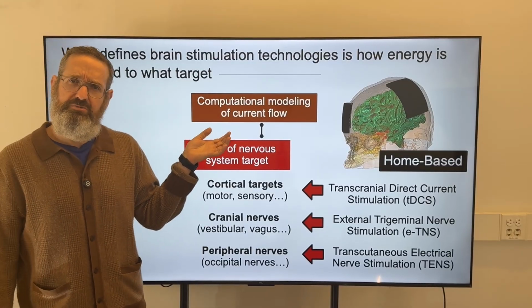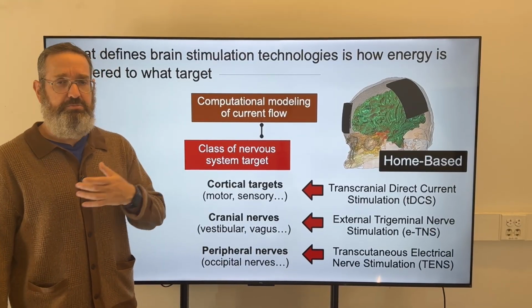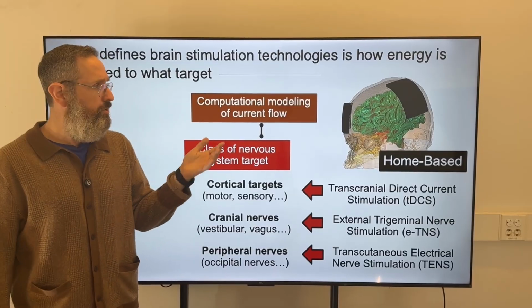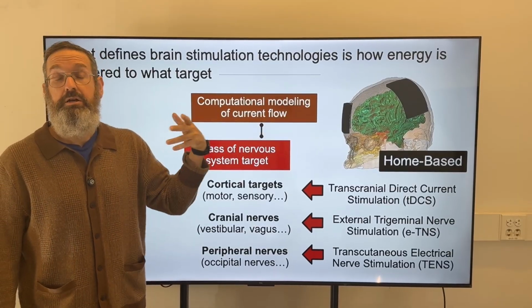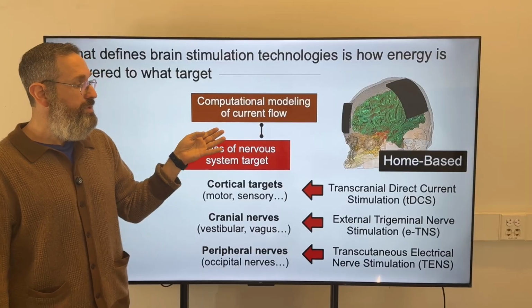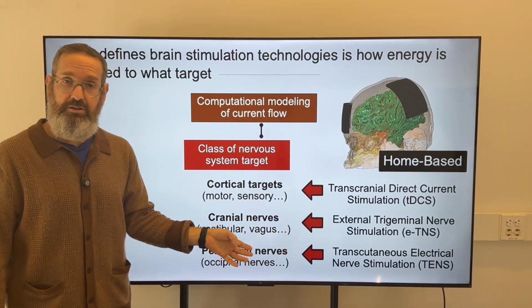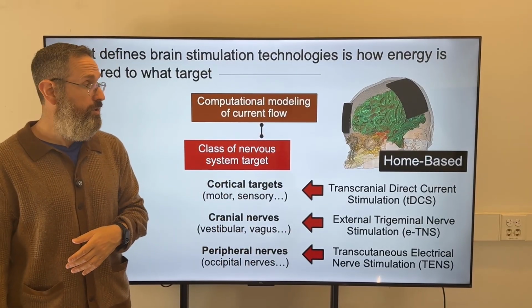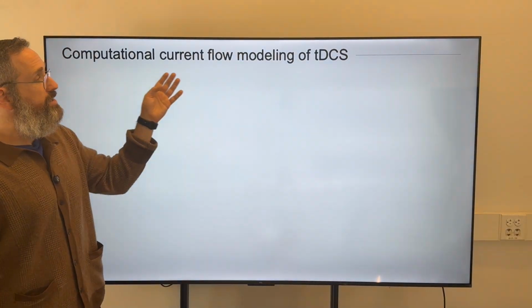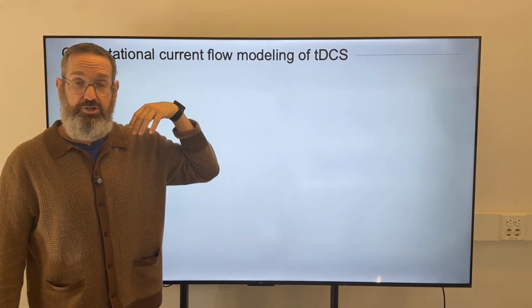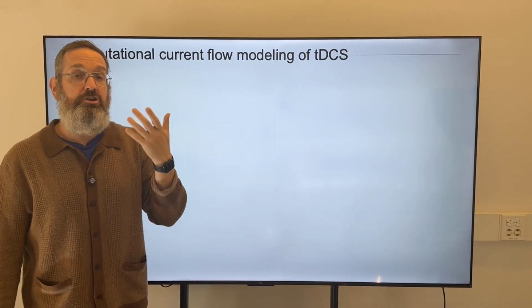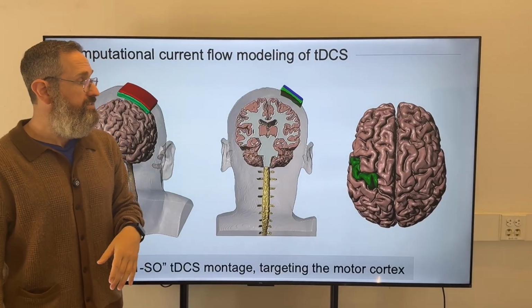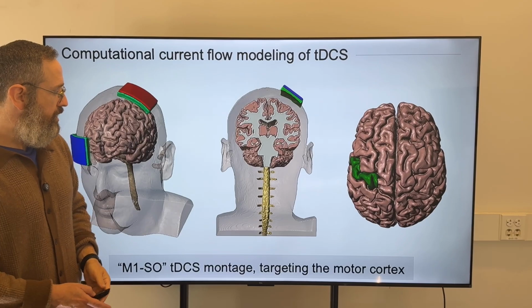And so the focus of my talk today is to try to explain in very simple terms, not too technical, how computational modeling, computer simulations, can be used to inform the design of these technologies, also try to explain how they work. So let's start with transcranial direct current stimulation, or tDCS, and present a computational model of tDCS. So this is what we're going to be talking about.